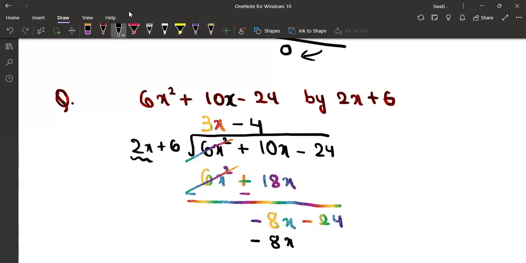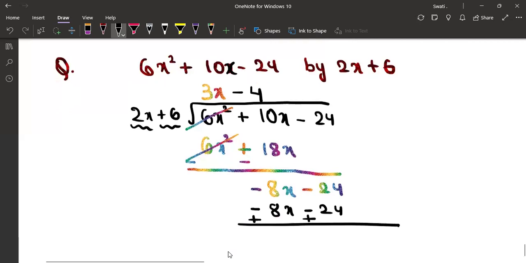4. 6 into, multiply with this, right? Yes. So what is 6 into minus 4? Minus 24, right? What is the next step? What do we do? We will change the sign. Minus becomes plus, and this will become plus. Yes. Now 8x and 8x get cancelled. And minus 24 and plus 24 will get cancelled. Very good. So what's the answer? 0. So what's the quotient? 3x minus 4.